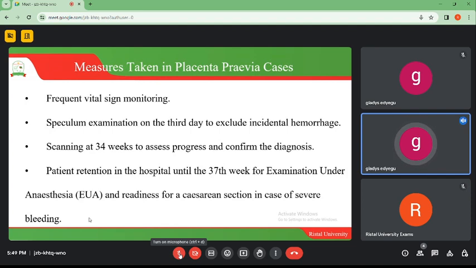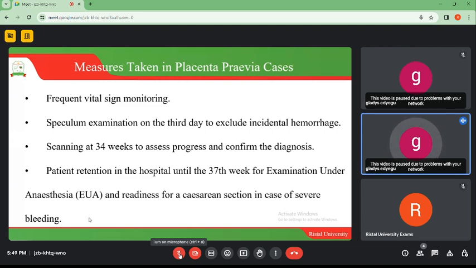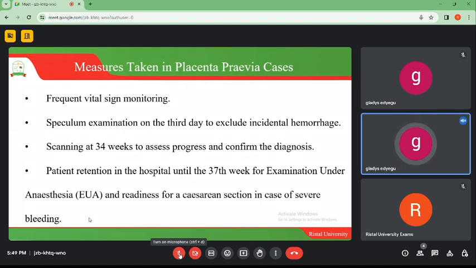Measures taken in placenta previa cases. What are the measures that we really need to take and put into consideration when we are handling these mothers with placenta previa? So frequent vital sign monitoring is very key. Having mentioned already decreased blood pressure, increased pulse, and also signs of shock. This can help us to identify very early the complications or the early signs of shock before these mothers get into shock. Because when they get into shock, we end up even failing to manage them and to save them. So frequent vital sign monitoring is very key when you are handling the mothers with placenta previa.